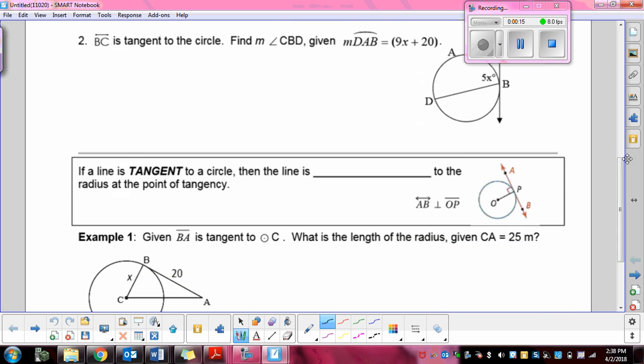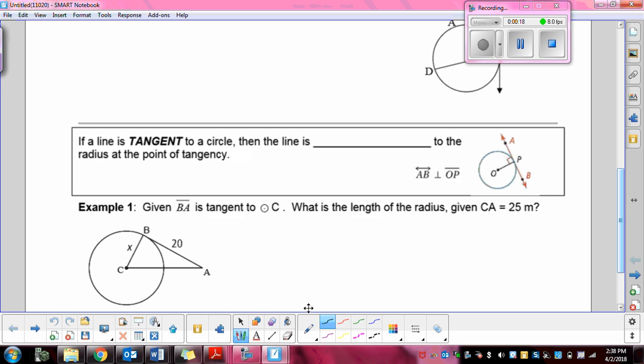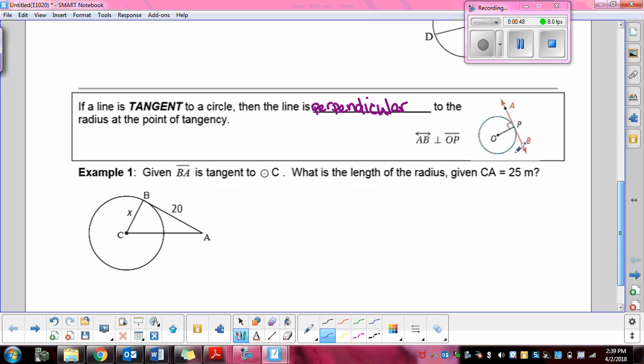It says if a line is tangent to a circle, then the line is perpendicular to the radius at the point of tangency. So this is a line that's tangent. AB is tangent. My red line is tangent to the circle because it intersects the circle only one time. And what we're saying is it's perpendicular to the radius, okay, which means it meets at a 90-degree angle. And this is going to be really important when we come into circles because we can use our knowledge of right triangles to solve for special triangles that are in the circle.